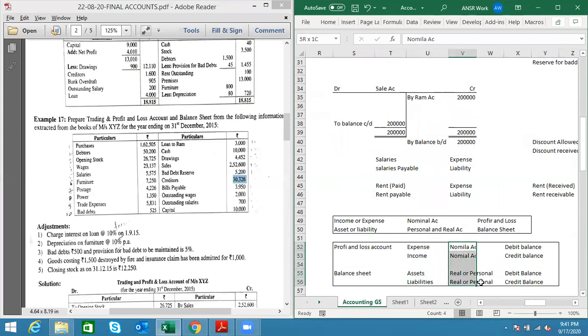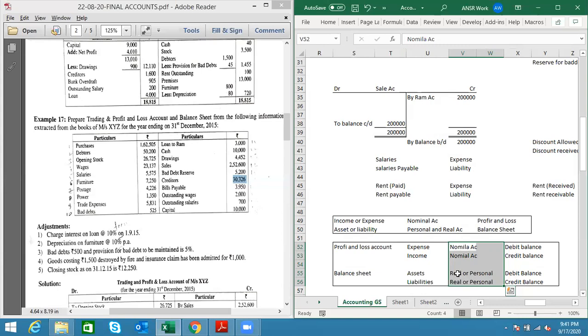Now determine what type of account it is first. Is it a nominal account, real account, or personal account? Personal account. Creditor is a personal account, right? Sami, are you familiar with how to determine the real, personal and nominal account? Should I repeat that? In the first class, you said like, is it a person? Is it an entity or representative? It's a personal account.